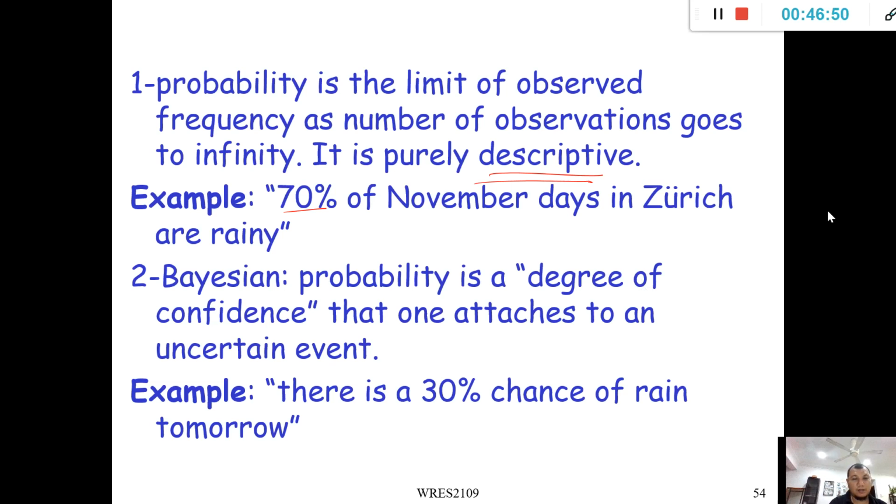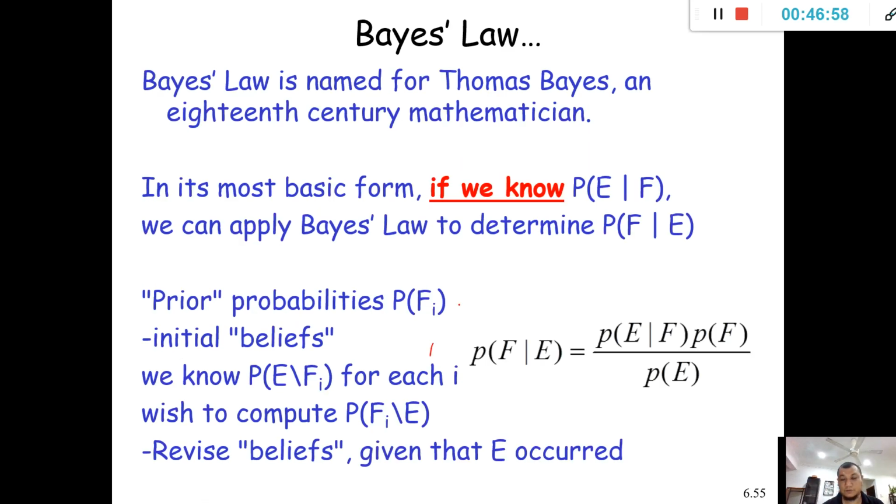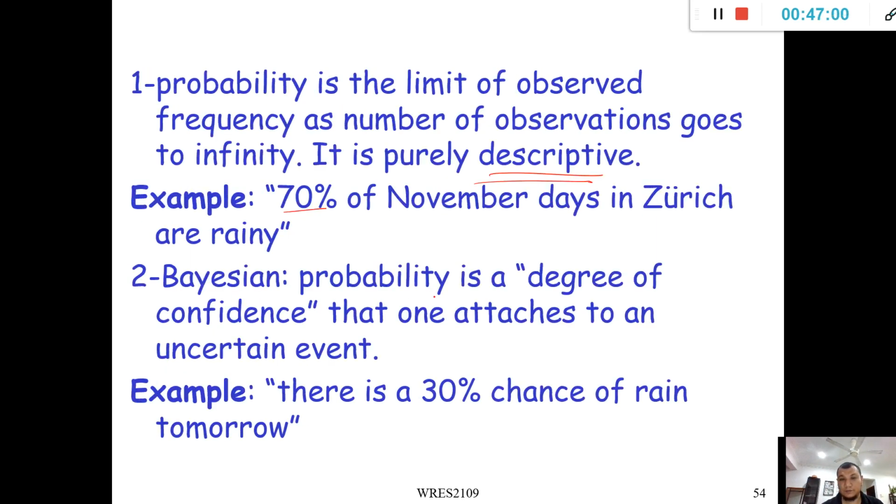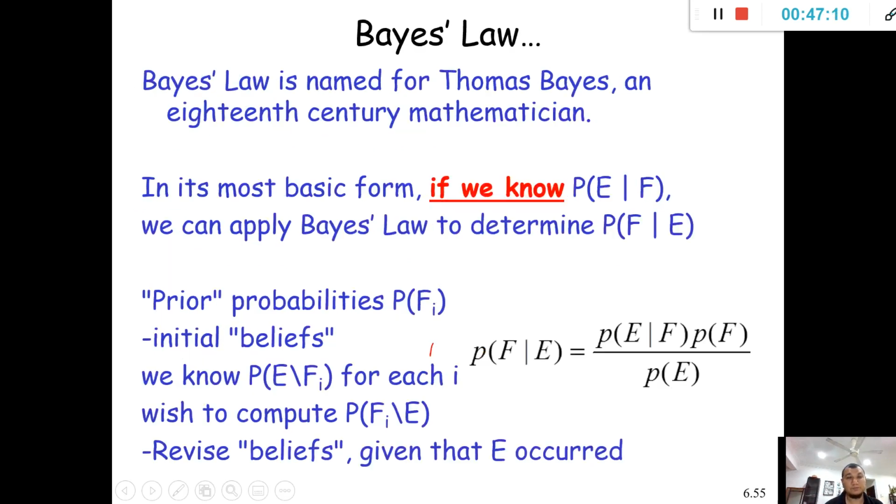So this one, number 2, we call this descriptive, and this is speculative. You can say this is speculative. Of course, with the Bayesian approach, you have to collect the data as well. So there's a 30% chance of rain tomorrow.